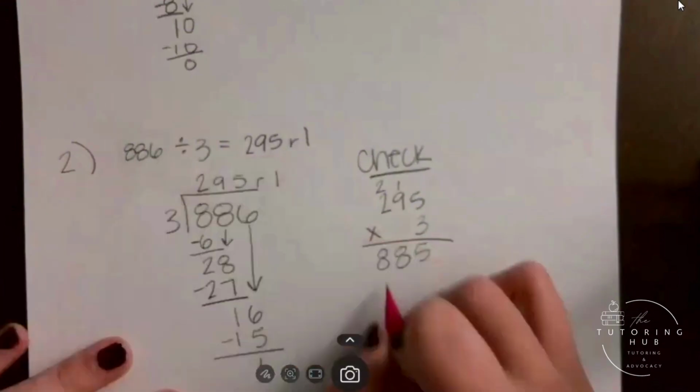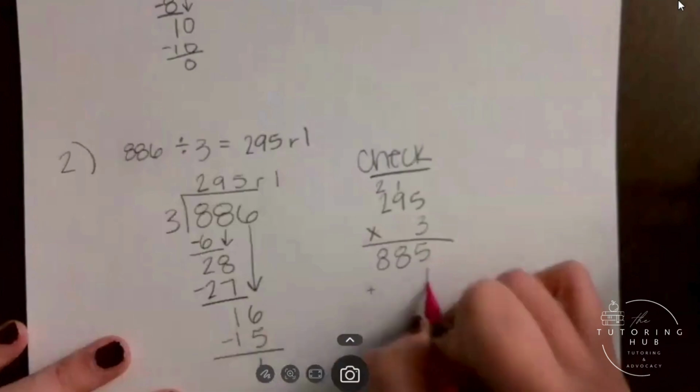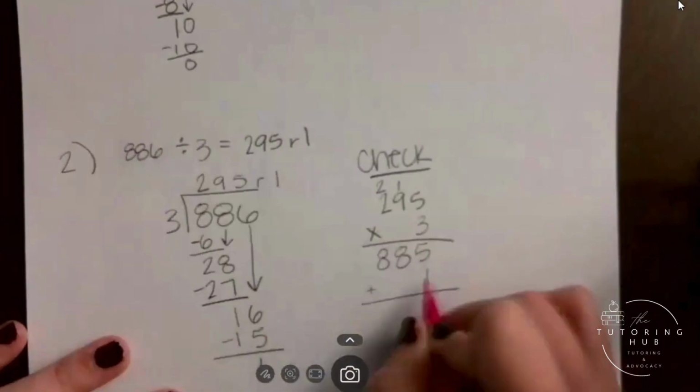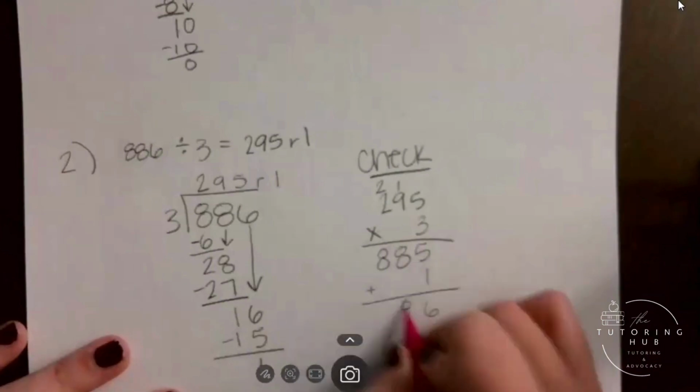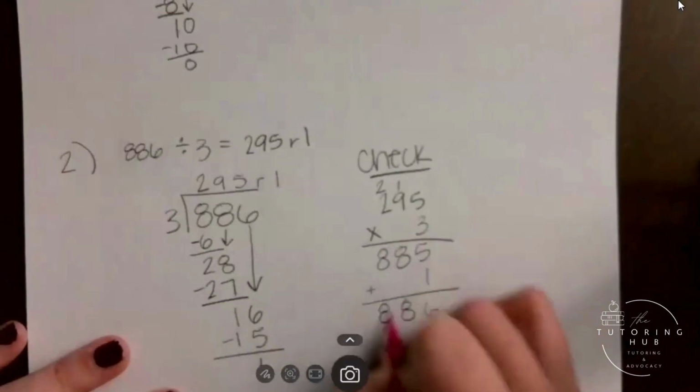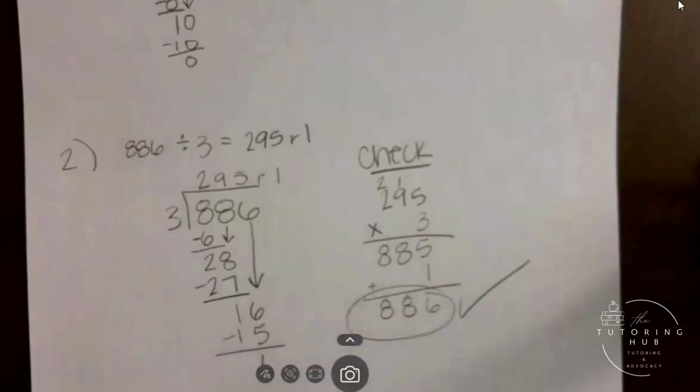So I'm going to add 885 plus 1. 5 plus 1 is 6. 8 plus nothing is 8. 8 plus nothing is 8. And I get 886, so it does check.